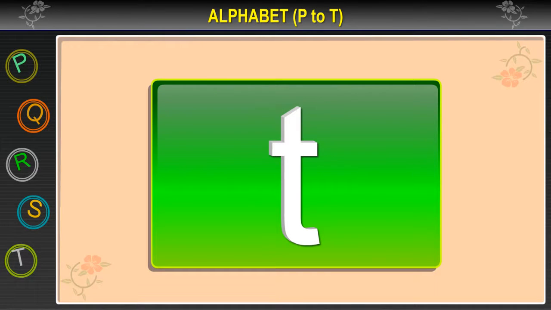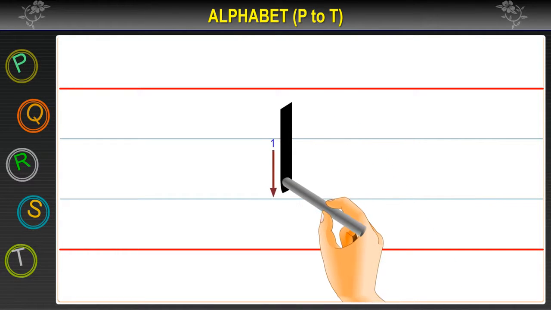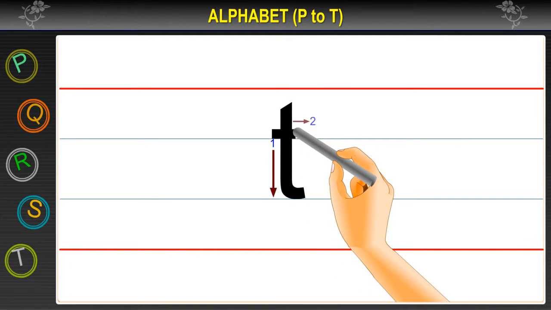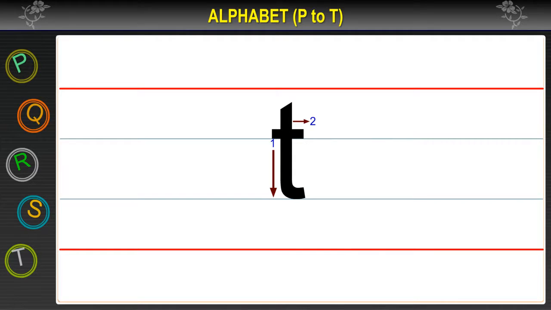Small t. Draw a standing line to touch the second blue line and make a small turn like upward curve. Draw a sleeping line on the first blue line through the standing line. This is small t.